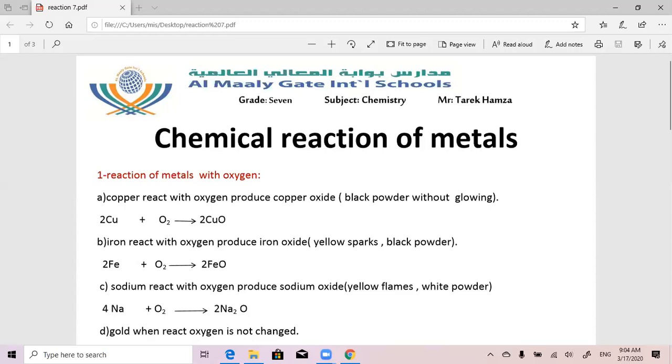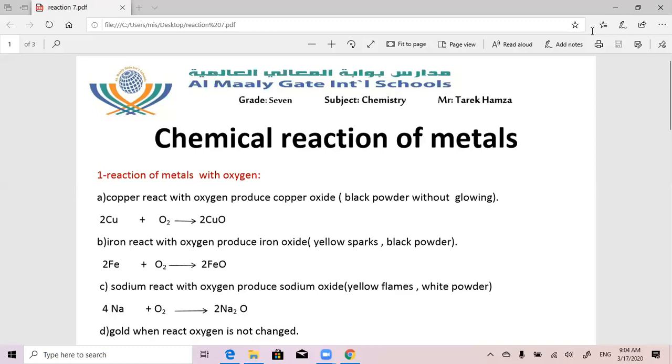We are going to explain a lesson called chemical reaction of metal. In this lesson, we are going to explain chemical reaction of metal with oxygen and chemical reaction with water. Chemical reaction of metal with oxygen. Any element that reacts with oxygen, this process is called oxidation. Oxidation means the reaction between any element and oxygen.